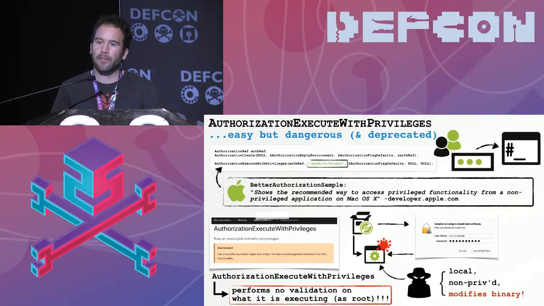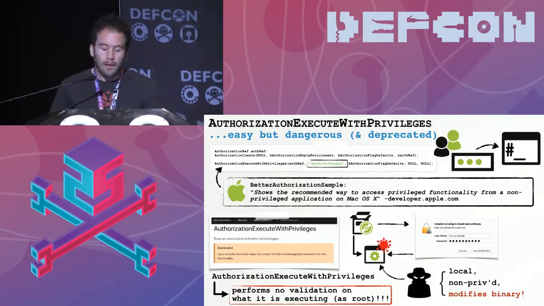So we've been talking about this AuthorizationExecuteWithPrivileges API function. The good thing about this API is it's very easy to use. Again, you just specify whatever you want to be executed as root, and then the system will take care of everything else, displaying the authentication prompt, and then when the user verifies and enters his or her credentials, whatever you ask to be executed by root will be, by the system.